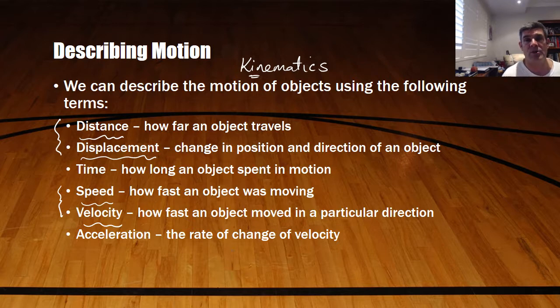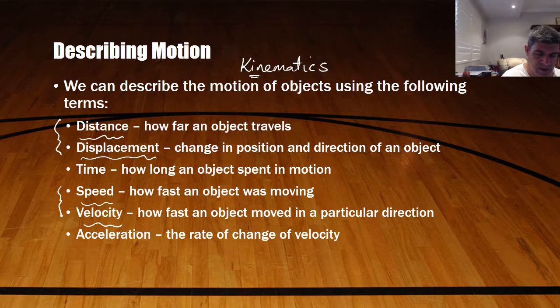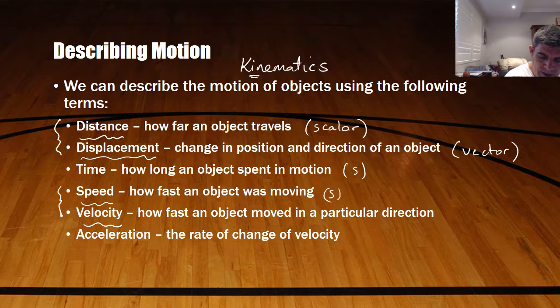We're going to be introducing two terms that are used to separate the different types of descriptors of motion, and those two descriptors are scalars and vectors. Distance is a scalar quantity. It simply has magnitude, it just has a size. Displacement is a vector. It has direction as well as magnitude. Time is a scalar. Speed is also a scalar. Velocity is a vector. And acceleration is a vector.